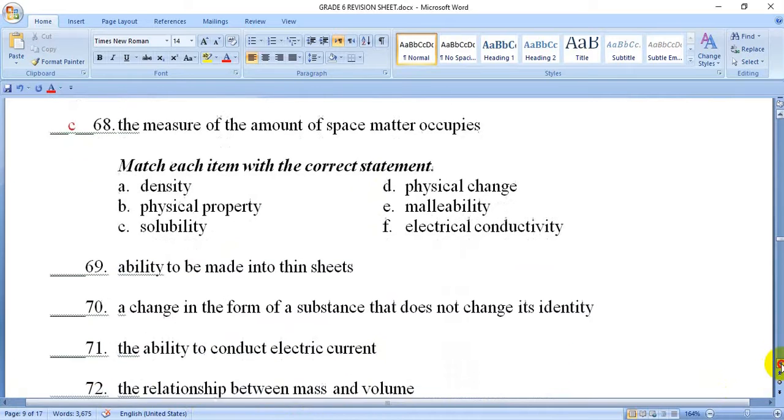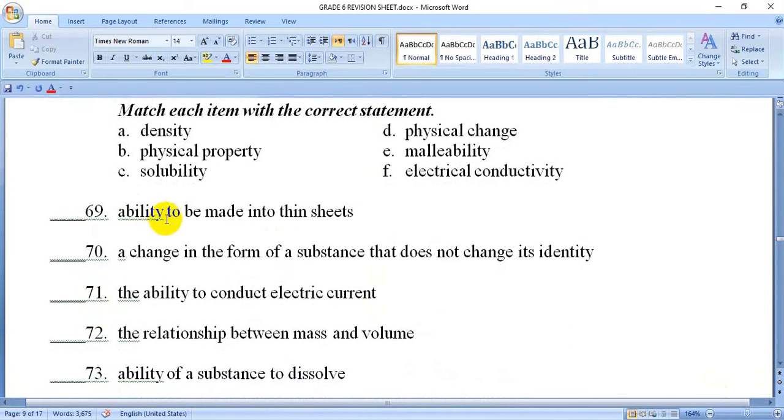Match also. In question 69, ability to be made into thin sheets. Do you know? Malleability. Yes, like very thin sheets that easily bend. Question 70. A change in the form of a substance that doesn't change its identity. What kind of change doesn't change the identity of the substance? Yes, physical change. So letter D.